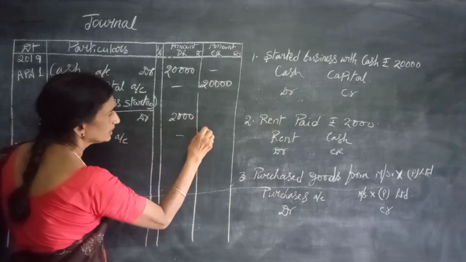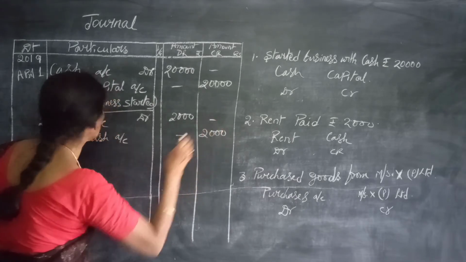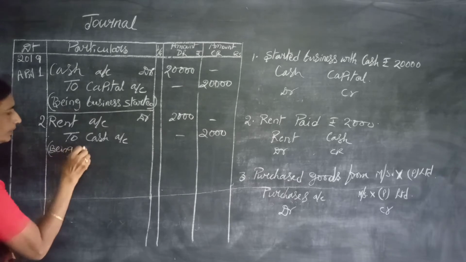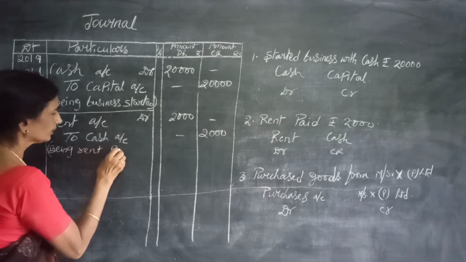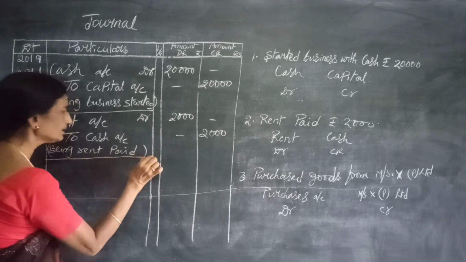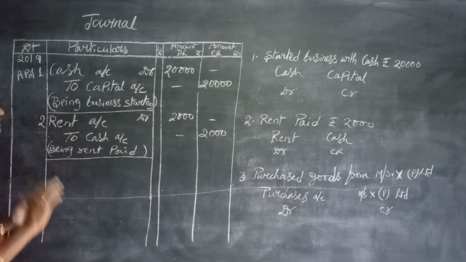Amount 2000 debit and at the same time 2000 credit. Brief narration being rent paid. This is a narration, and thereafter you have to put an underline separating this from the other.